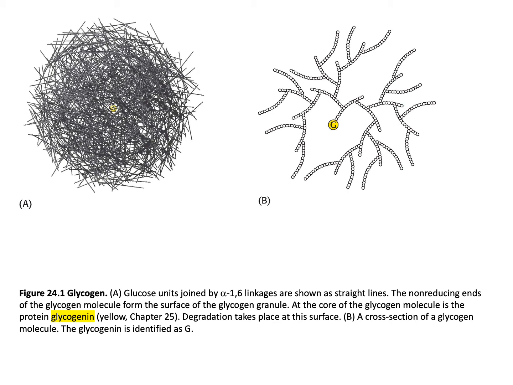Let's look at the glycogen structure. A. The glucose units joined by alpha-1,6 linkage are shown as straight lines. The non-reducing ends of the glycogen molecule form the surface of the glycogen granule. At the core of the glycogen molecule is the protein glycogenin, in yellow. Degradation takes place at this surface. B. A cross-section of a glycogen molecule. The glycogenin is identified as G.